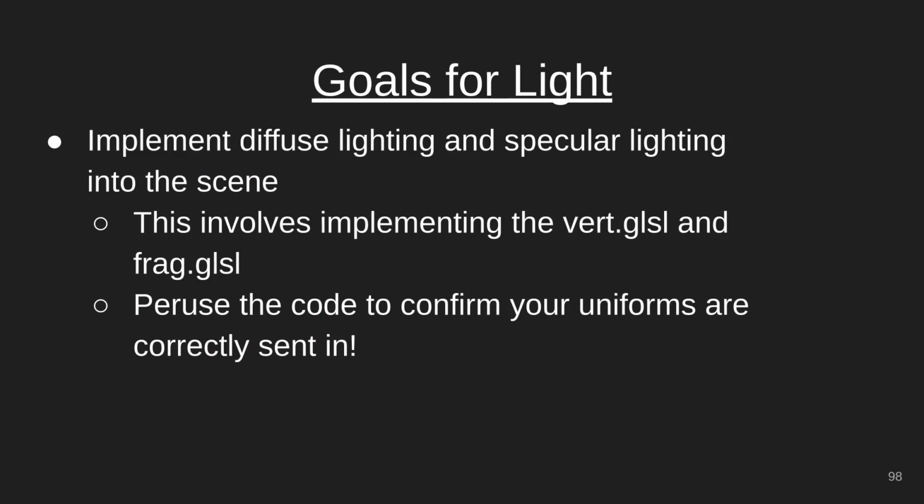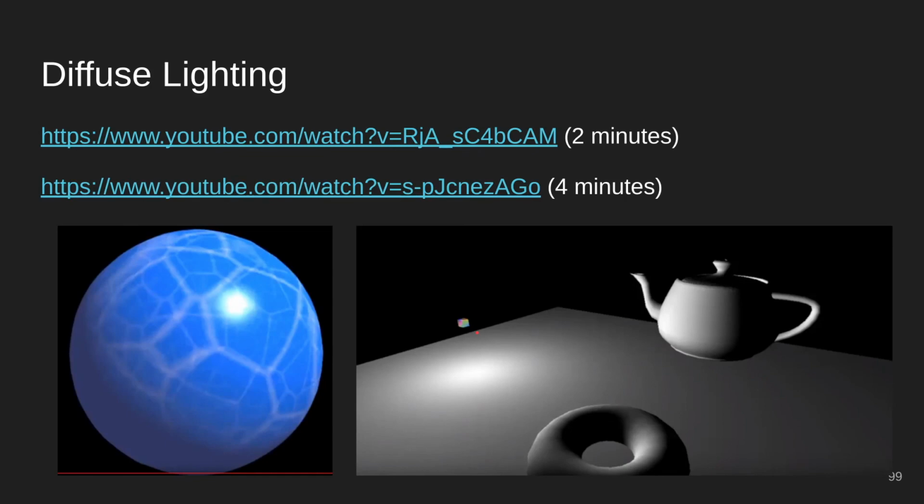Okay, so your goal for task 2 is to implement the diffuse lighting model. Again, the shaders have been set up for you, but you get to play with it a little bit. So implement those, type them out, make some mistakes, try some things, and then peruse your code to make sure your normals and your uniforms are correctly sent in. Okay, and just a little bit more if you want to hear it from somebody else on diffuse lighting.